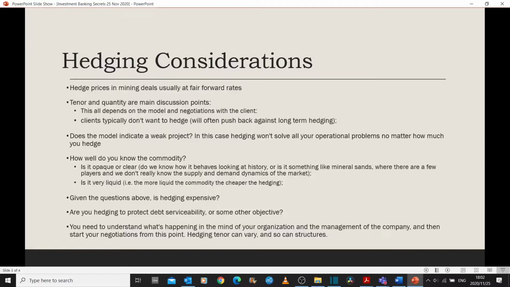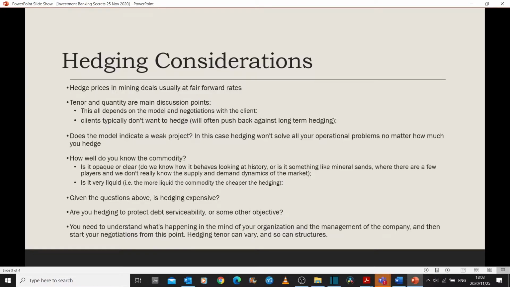And I said you have to back solve. So you have to start with who is giving the client advice. Is the bank telling the client to hedge? Typically, banks want to hedge because they want to de-risk a certain project, or they want to achieve a certain outcome. So you have to look at who's giving the advice. And then the second thing you have to look at is what objective are you looking to accomplish? So the first thing is we usually hedge at the fair forward rate. So you look at the forward curve, and then that's what you're going to look at. So what are your objectives?